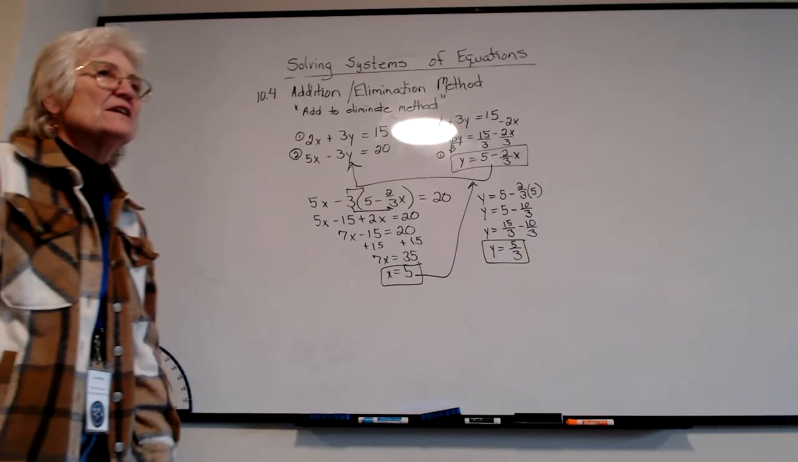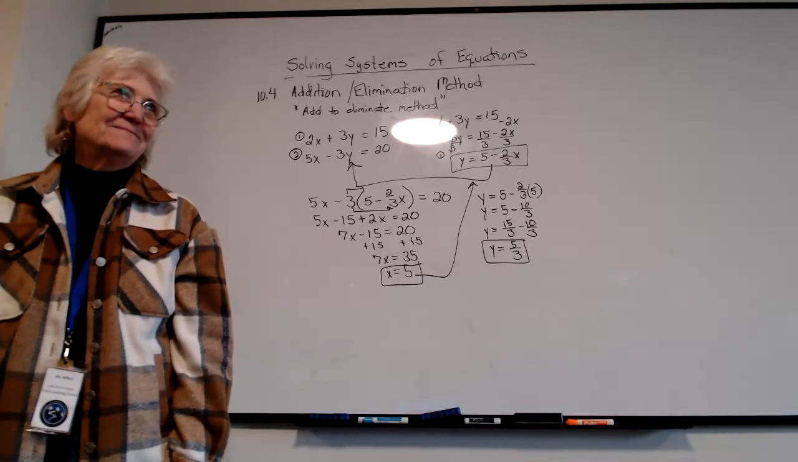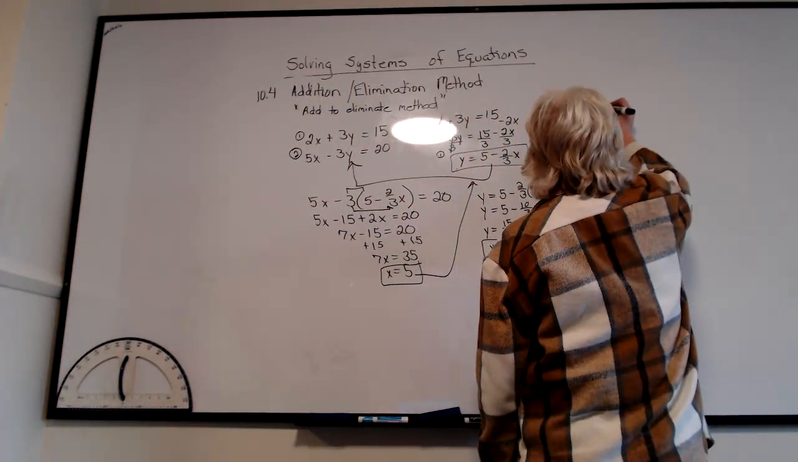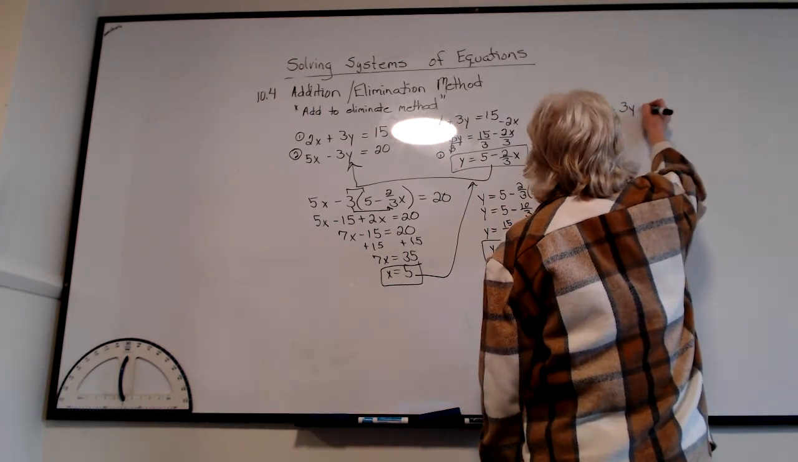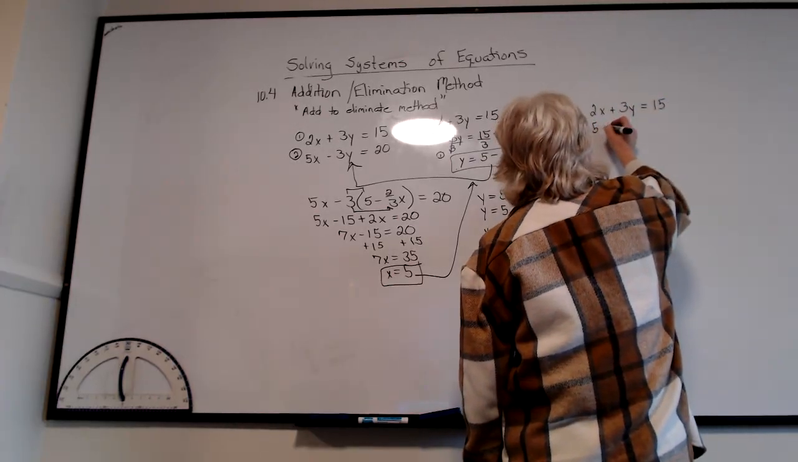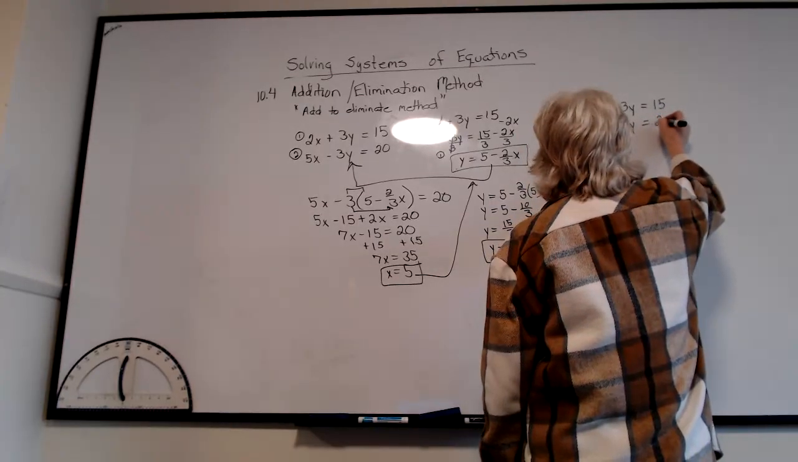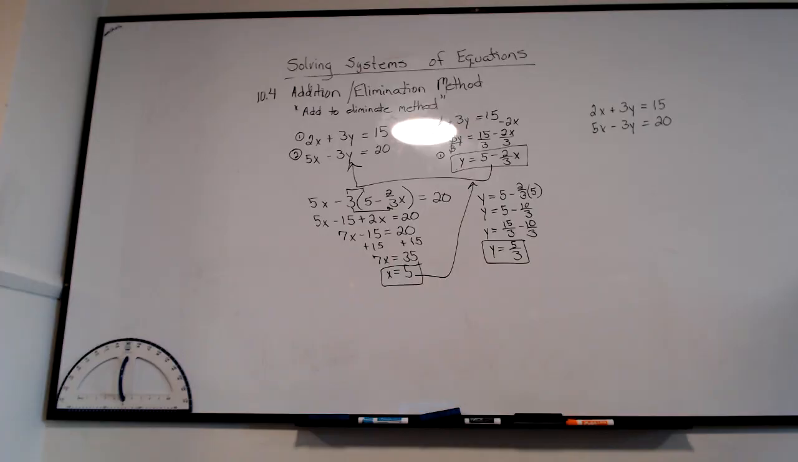We're going to do the other method, which is called the add to eliminate. So we have 2x, we're going to do the same problem, plus 3y equals 15, and we have 5x minus 3y equals 20. First thing you need to know, we are going to add these equations together.